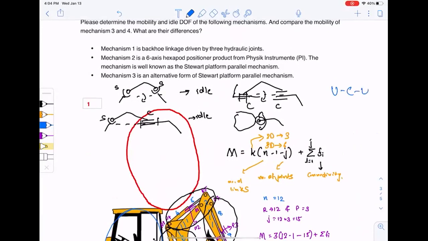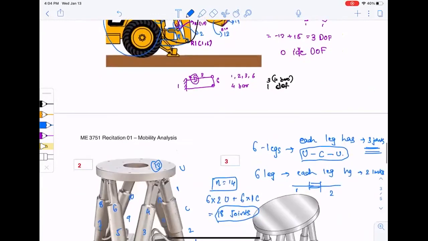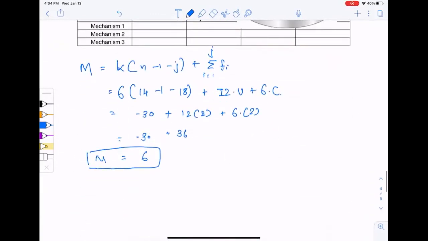U, C, and U. So it is either CC or S and S or S and C. So there is nothing which resembles this one. So we can say that there is no idle DOF.